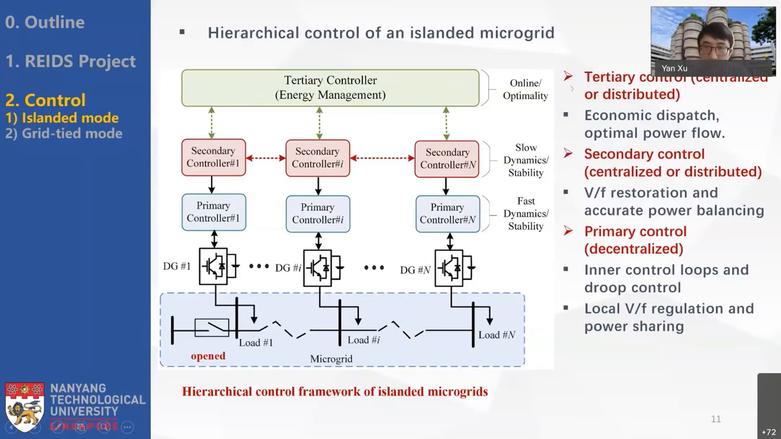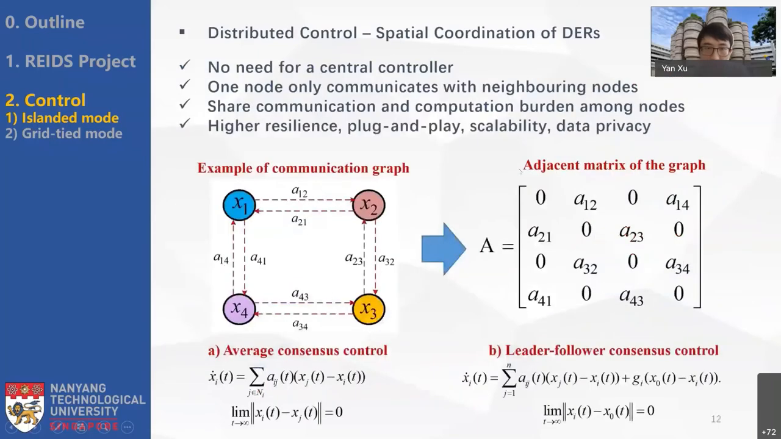And on top, the tertiary level, we have the economic dispatch or optimal power flow, which is more on the optimization of these resources. Okay, so today my major focus is on the secondary control of the DERs in the microgrid for islanded mode and grid-connected mode. So I start from the islanded mode.